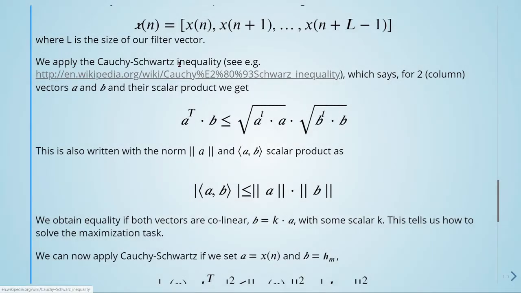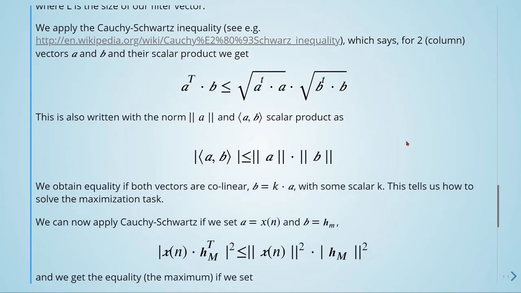We then apply the Cauchy-Schwarz inequality, which says for two column vectors A and B and their scalar product, we get this here. So this is also written with the norm of A and the AB scalar product like this. This is equivalent to this. So we obtain equality if both vectors are collinear, so if B equals K times A with some scalar K.